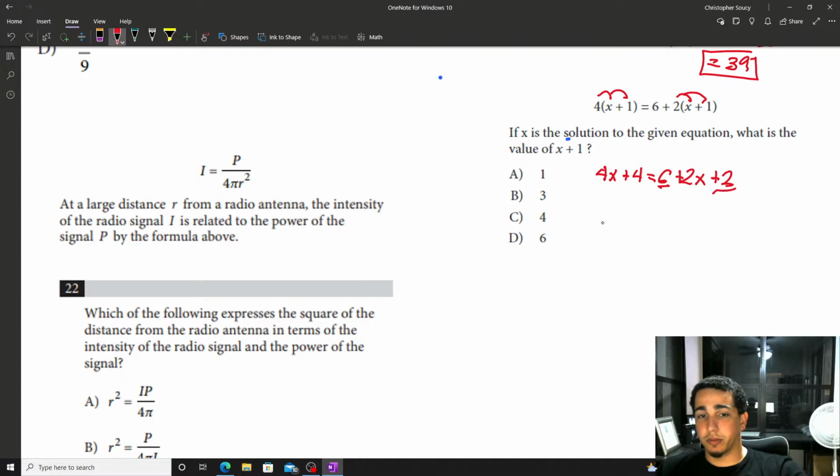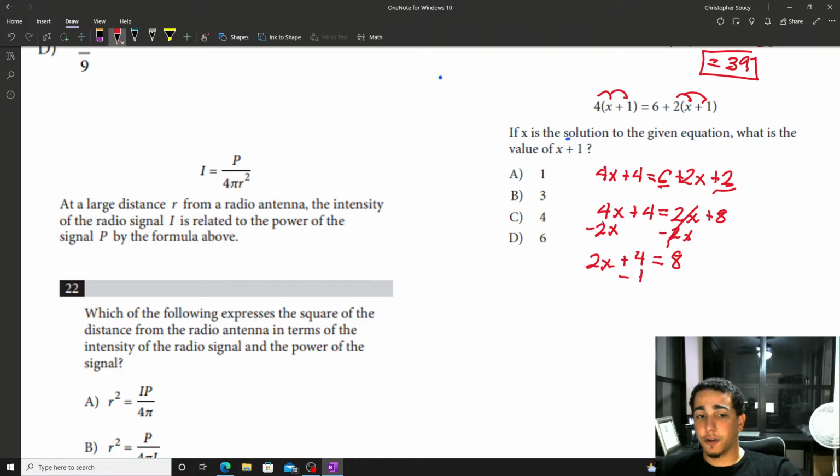We need to combine like terms. On the right side of the equal sign, we have 6 plus 2. This is going to be rewritten as 4x plus 4 equals 2x plus 8. Next, we need to combine like terms. So we're going to move this 2x to the left side by subtracting 2x on both sides. On the right side, 2x cancels with minus 2x, and we're left with 8. On the left side, 4x minus 2x is 2x plus 4.